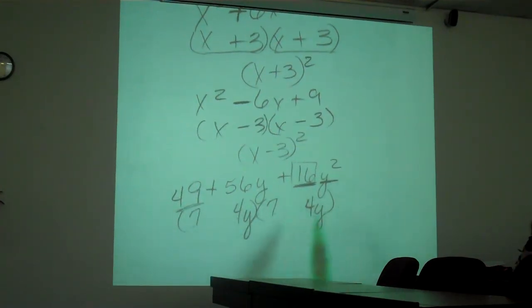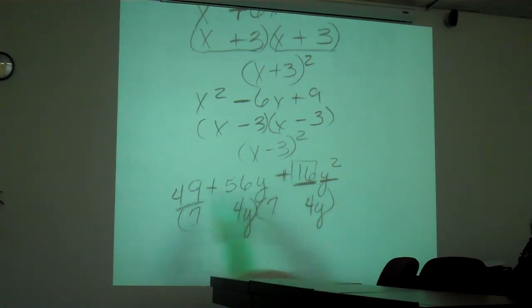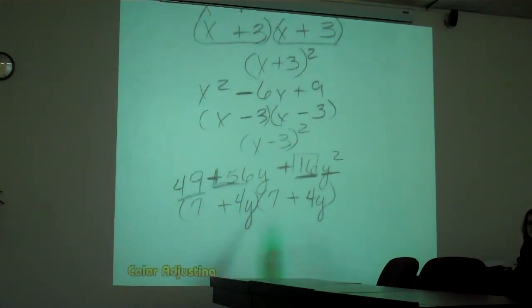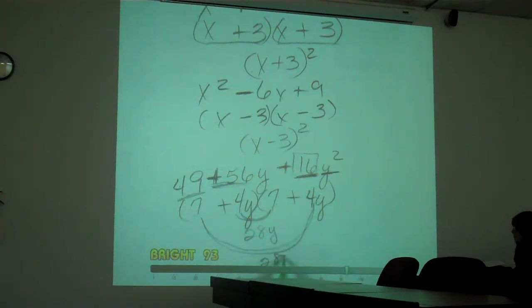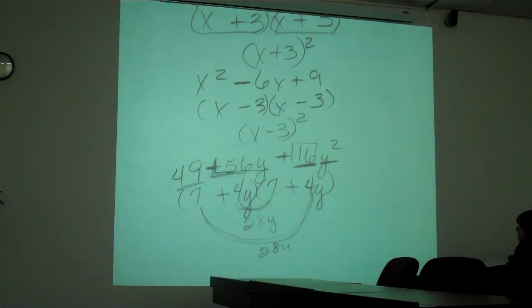Okay, let's see if this is going to work out. We need a positive because they're both positive. The middle term has to be positive, so we're both positive. Okay, middle term, 28y. The outside term, 28y. What do they add up to? 56.